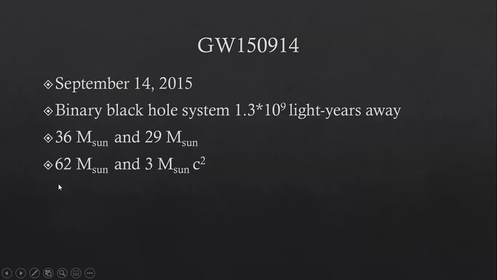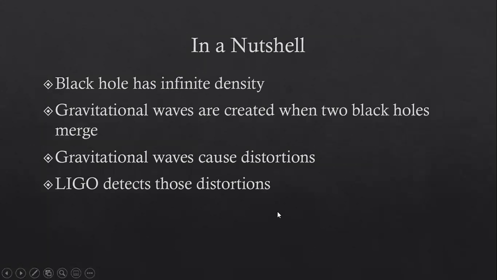During the merging process, 3 solar masses times c² joules of energy was released in the form of gravitational waves. So that was the first ever direct detection of gravitational waves and observation of a binary black hole merger. To wrap it up, a black hole is a very massive object that has no volume and infinite density. When two black holes merge, they send out strong gravitational waves, which are essentially ripples in space-time.